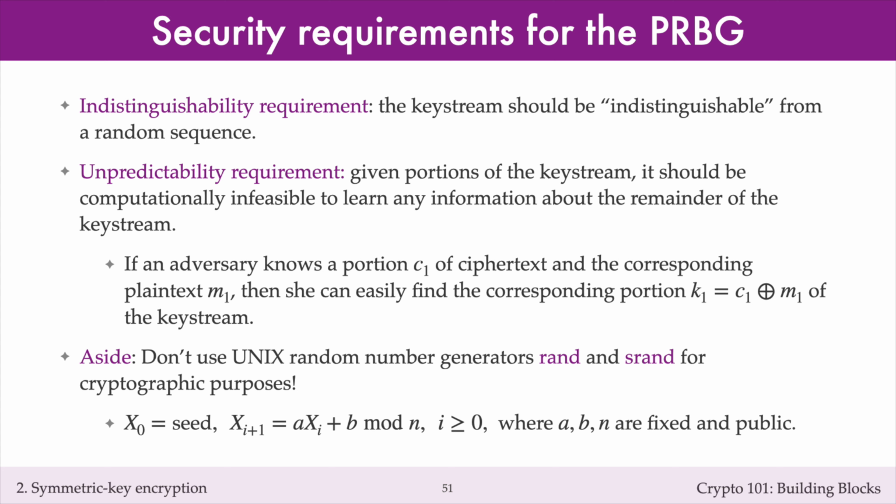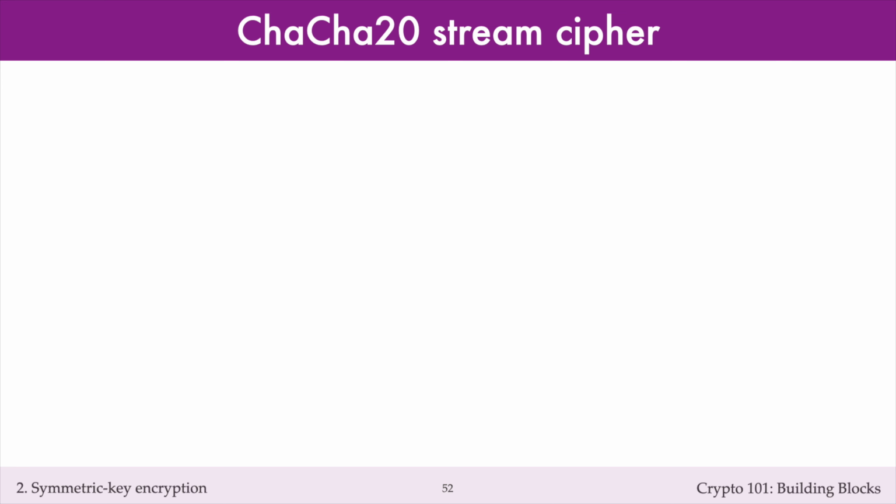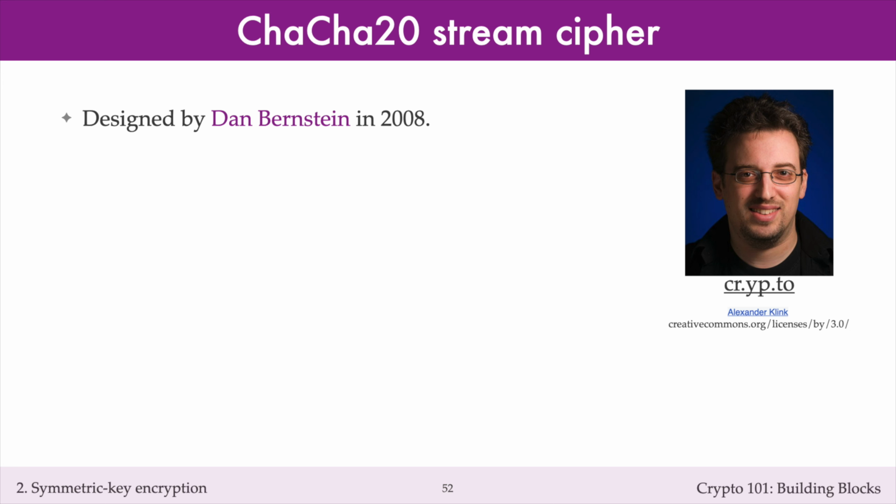So, if an adversary learns any one of these numbers, let's say xi, then the adversary can very easily determine all subsequent numbers, namely xi plus 1, xi plus 2, and so on. So RAND and SRAND do not meet the unpredictability requirement. I'll next present the ChaCha20 stream cipher.